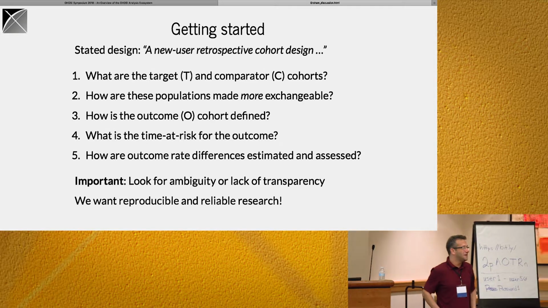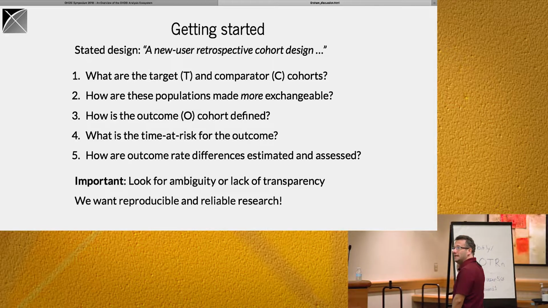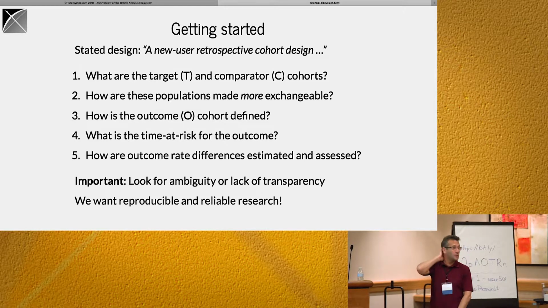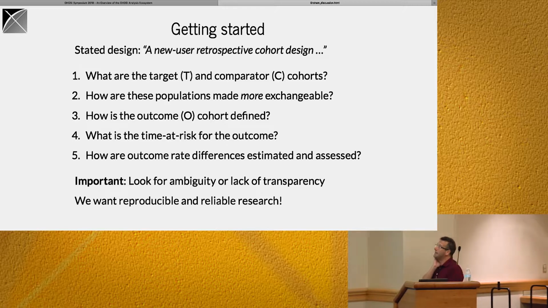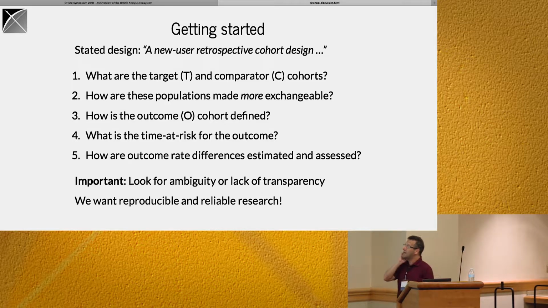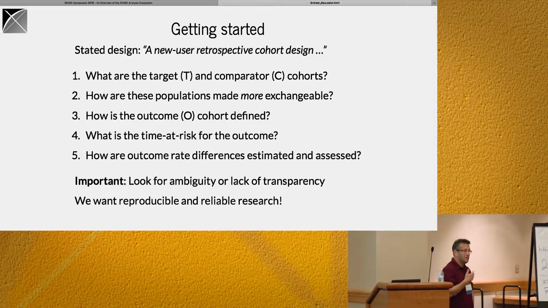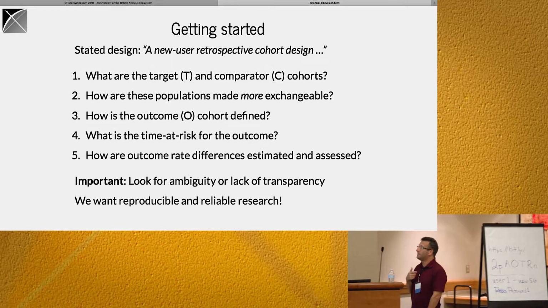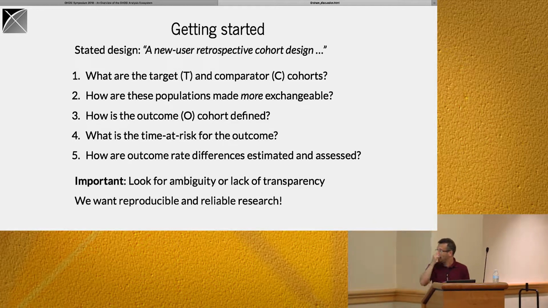One of the aspects of OHDSI is we strongly believe in open science. Part of open science is reproducibility. And everything that we provide, we hope, is absolutely transparent and reproducible. So one of the things I want you to look for as we're defining these 5 important bits is ambiguity, or at least a lack of transparency or reproducibility in the information given in the paper. Because ultimately, we'd like to generate evidence that's reproducible and reliable.